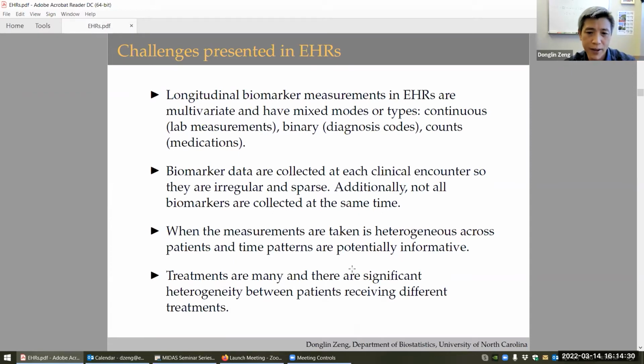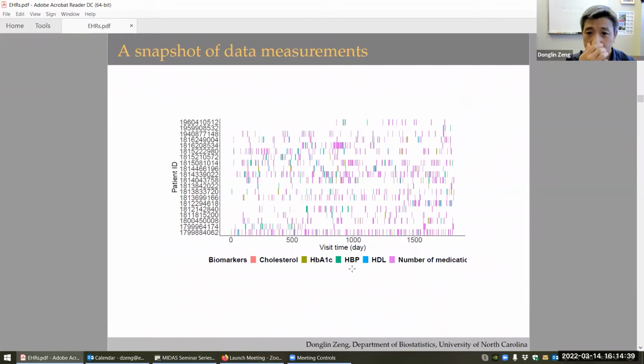Treatments are also many, and there's a significant difference between treatment groups, which we're going to consider later. So this is a snapshot from this data. I took a snapshot of about 20 patients here, and each short vertical mark tells when they take a measurement. Time 0 is the calendar time, 2013.